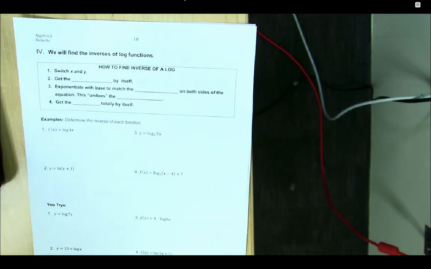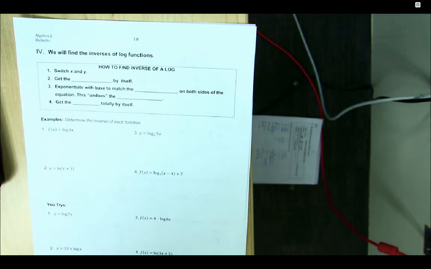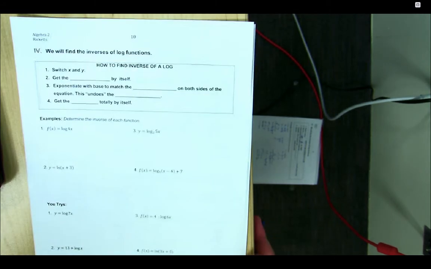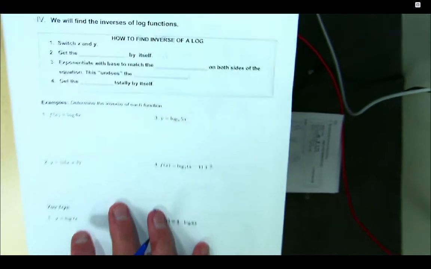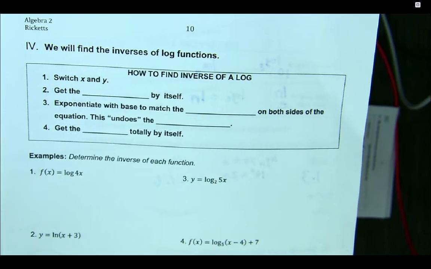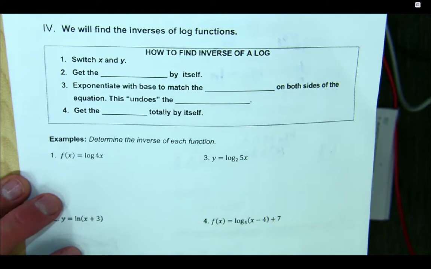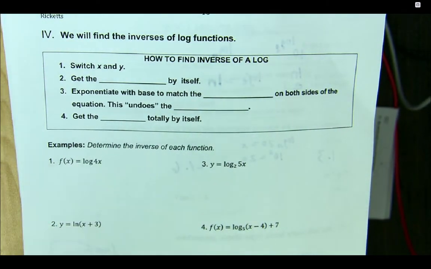And hello, part two of 6.3. We are going to be once again looking at logs and exponentials. Sorry, let me get myself in order here. And we're going to find inverses of each other.